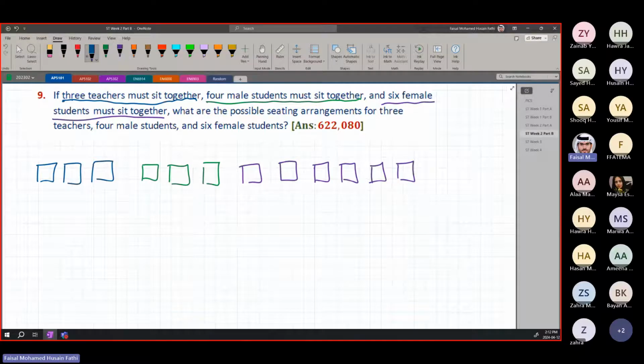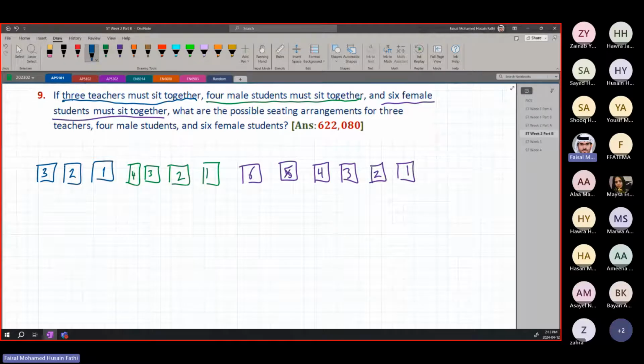Remember, the old method would be to look at the 3 teachers that must sit together. We can seat any of the 3 first, then any of the 2 second, and then the last teacher will be here. Same thing for the boys. We have 4 boys, sorry, so we're going to be doing 4 times 3 times 2 times 1. And then for the girls, we're going to be doing 6 times 5 times 4 times 3 times 2 times 1. This is as I explained last time. But how would we do this in permutation and combination?